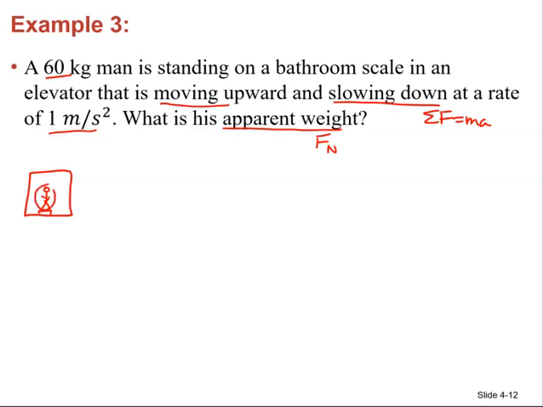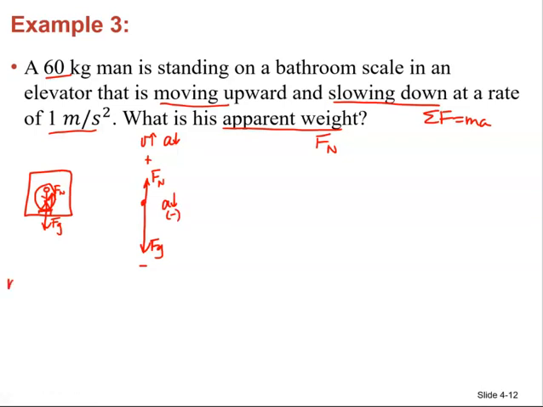Well, we are interested in what's happening to the person this time. So he's touching the scale, so he has a normal force in the upward direction, and then his weight force down. So which one is bigger? Well, he is moving up, velocity is up, and slowing down, so acceleration is going to be in the opposite direction. So the downward force has to be bigger than the upward force. So up is positive, down is negative. Now again, our acceleration is down, so we are going to expect our acceleration to be negative.